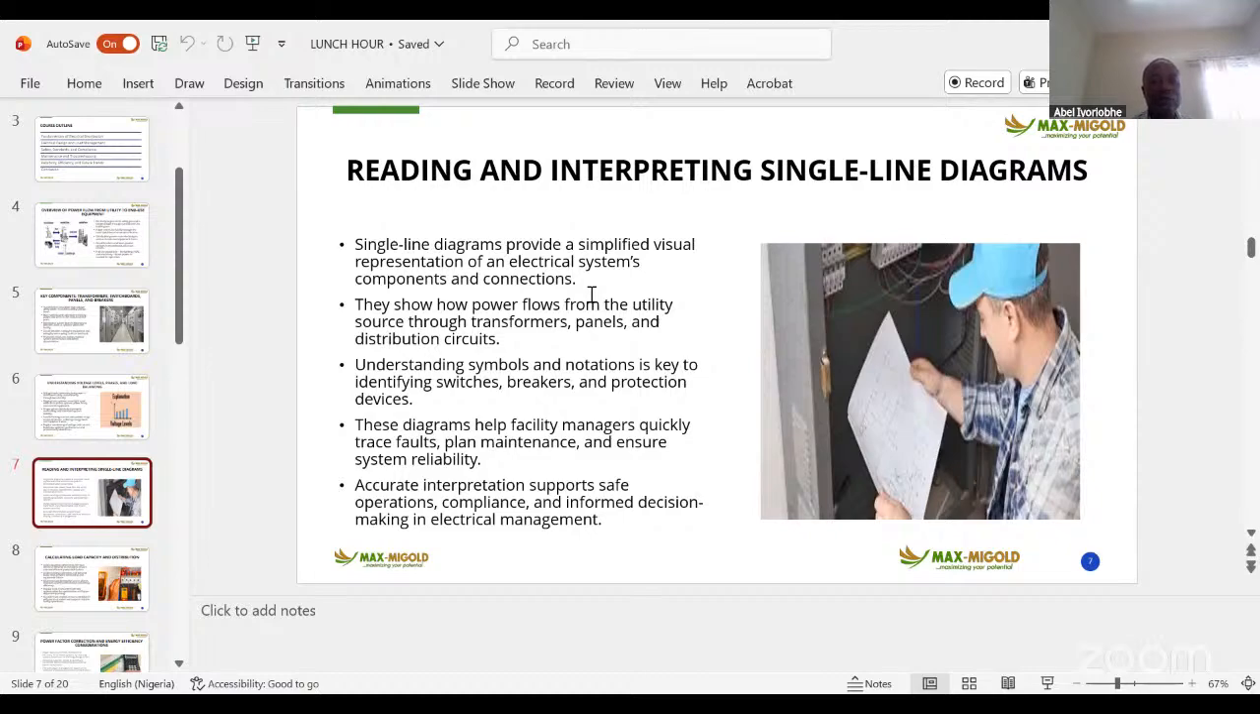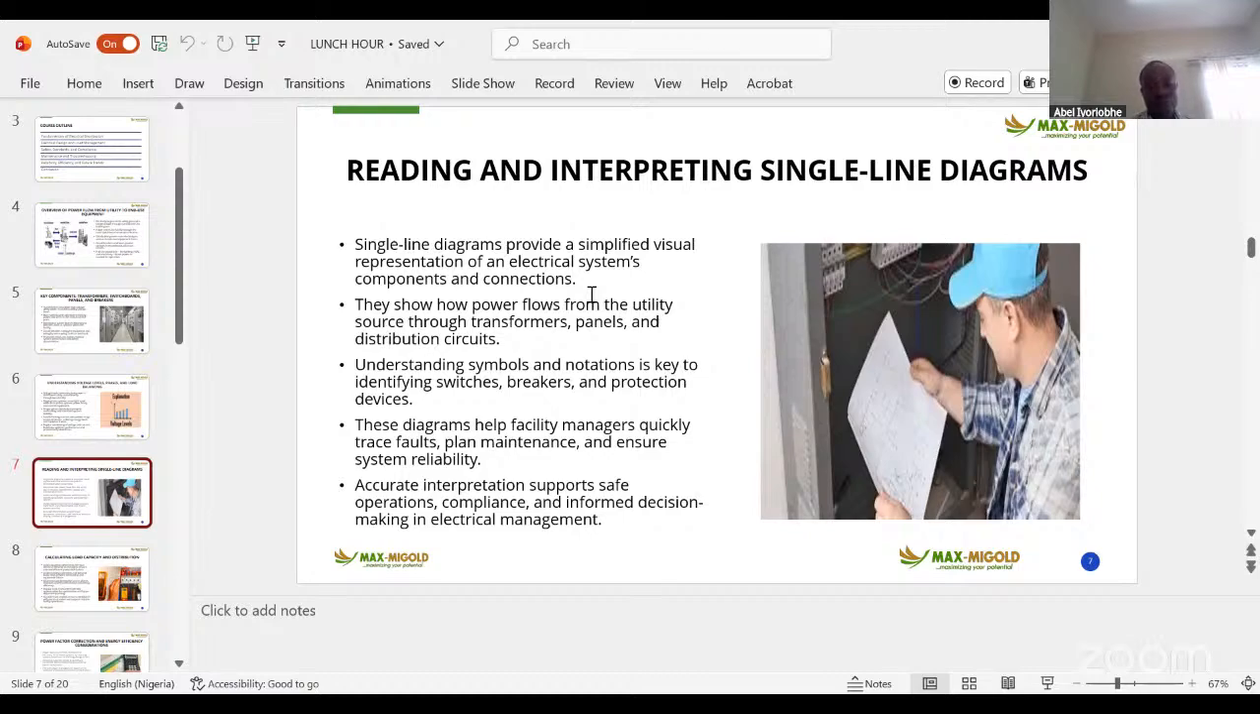They show how power flows from the utility source through transformer, panel, and distribution circuits. So you need to understand it so that you know how your power flows from the pole to the CCU, consumer control unit, from consumer control unit to the distribution board, from distribution board to various areas in your apartment. It helps understand symbols and notation. It's key to identify switches, breakers, and protection devices. So they are outlined there on that single line diagram.